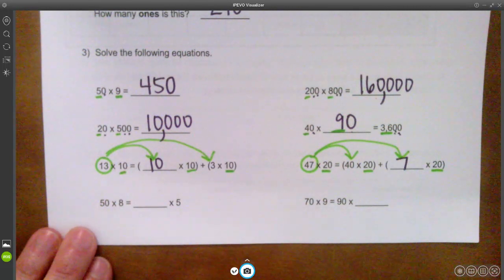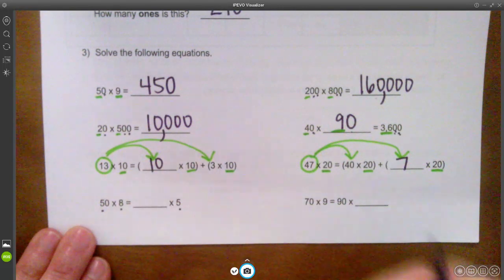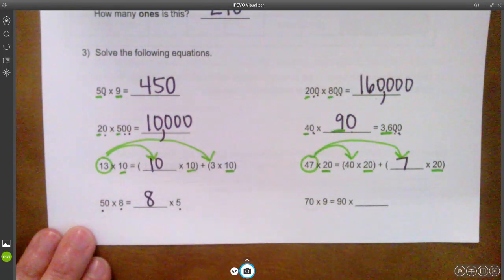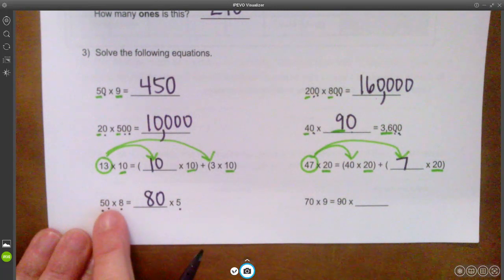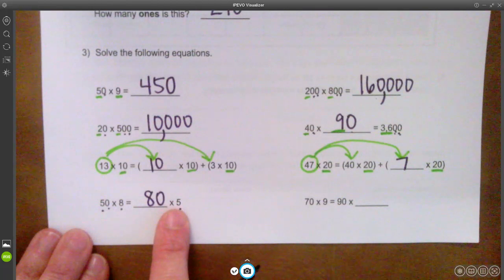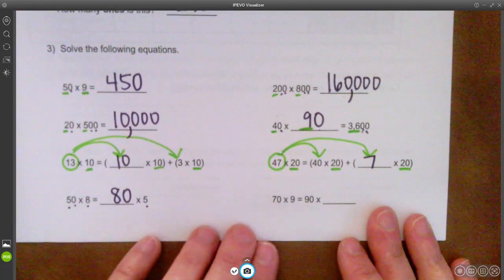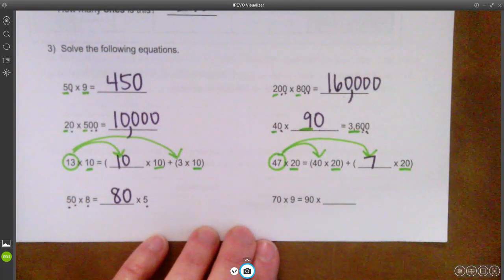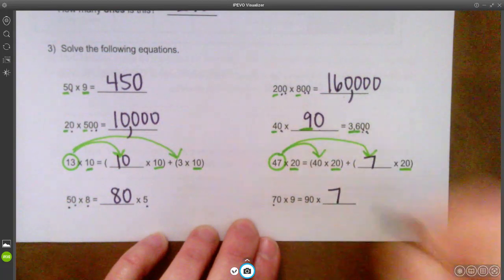Kind of go one thing at a time. I see a 5 on the left, and there's a 5 on the right. Check. I see an 8 on the left, so we need an 8 on the right. I see a 0 on the left, so we need a 0 on the right. And if you were to multiply 50 times 8, that equals 400. And guess what 80 times 5 also equals? Yep, 400. So we're just making the left of the equal sign look like the right of the equal sign. All right, I see a 7 on the left, so we need a 7 on the right.